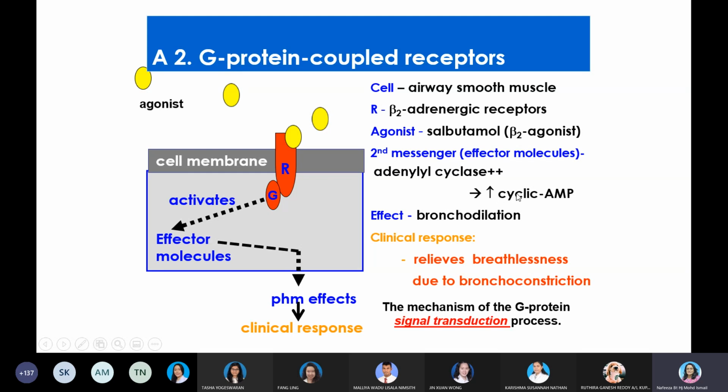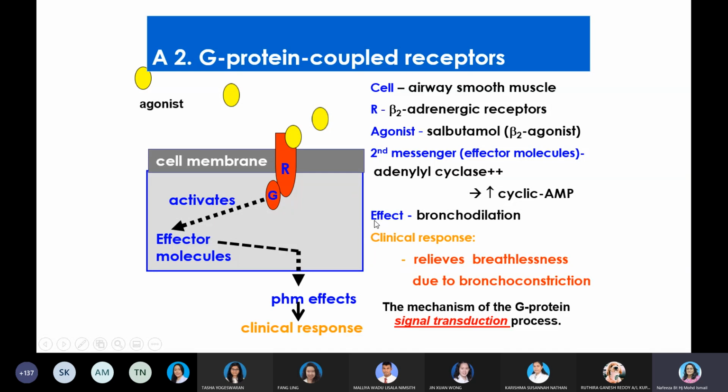And what does adenylyl cyclase do when it's activated? It increases cyclic AMP, or cAMP. All right. Now all these things, from the word cell until cAMP, they all happen here. So when there's an increase in cyclic AMP, there will be relaxation of the smooth muscle cell. And that's a pharmacological effect. Relaxation of the smooth muscle cell.